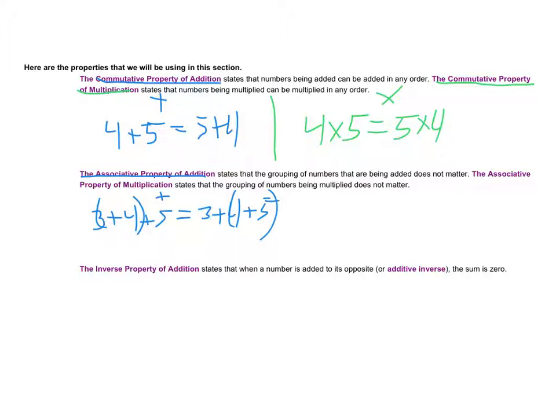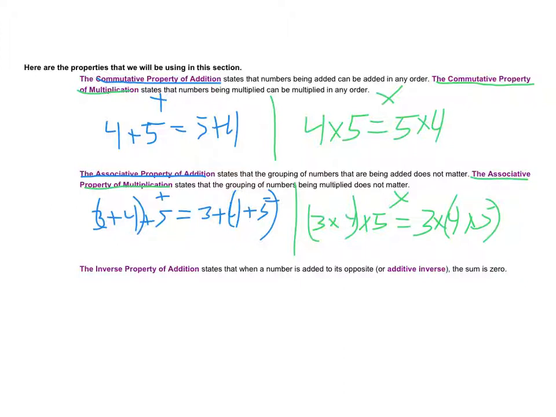Same with multiplication. The associative property of multiplication says that, again, with more than two numbers, so I'll bring back my 3 times 4 times 5, if I want to group two of them together, I can. If I want to group 3 and 4 together, that's fine. Or if I want to group 4 and 5 together, I still get the same answer.